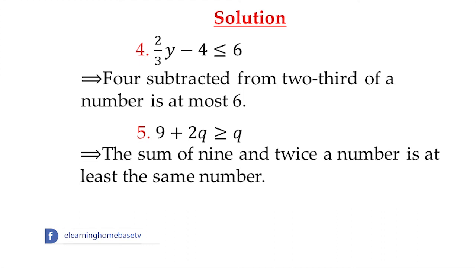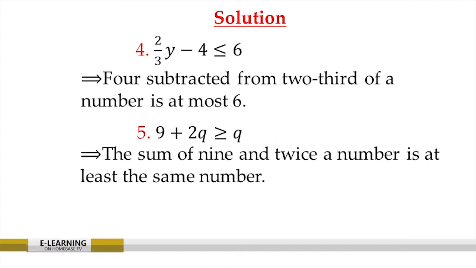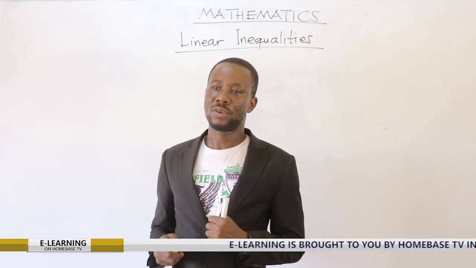So that one too: the sum of 9 and twice a number is at least the same number. Why am I using "the same"? Because the variables are equal, the same variable. Just that one is on the left and the other on the right. Twice means 2 times. Or you can say, the sum of 9 and 2 times a number is at least the same number. Or the sum of 9 and twice a number is greater than or equal to the same number. Good.